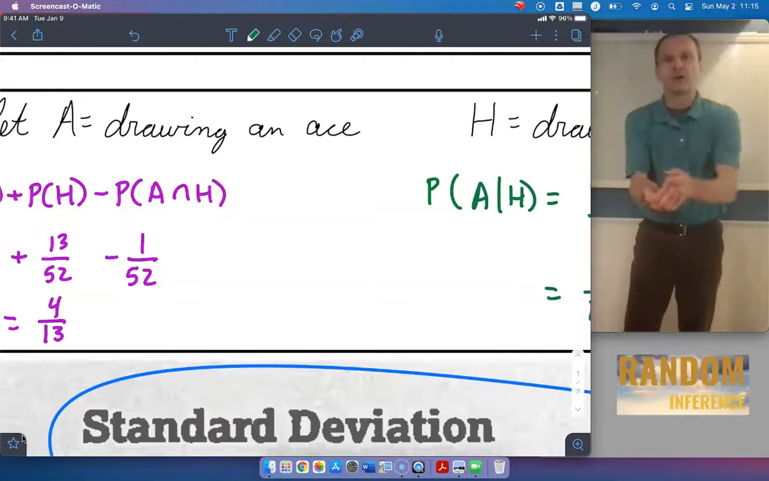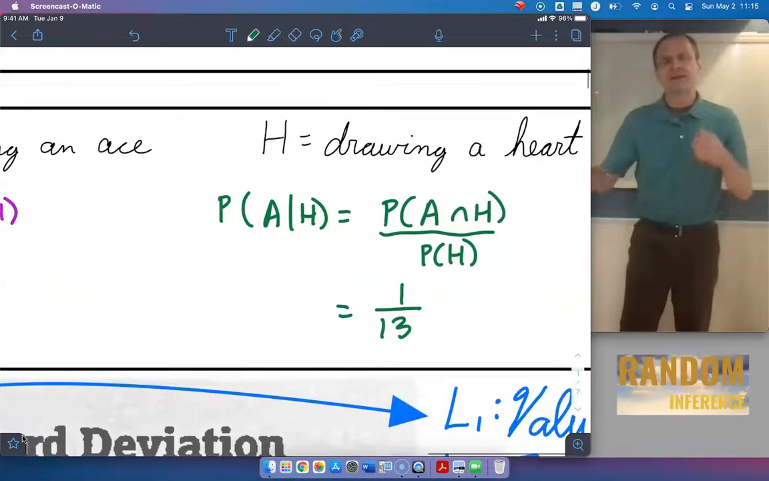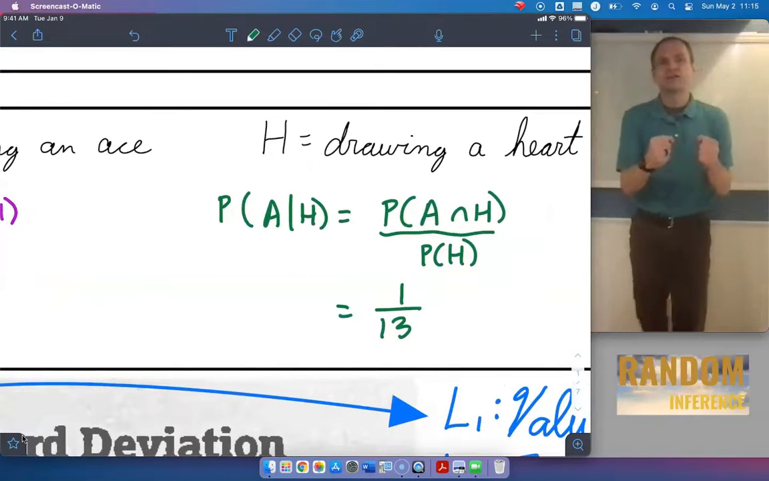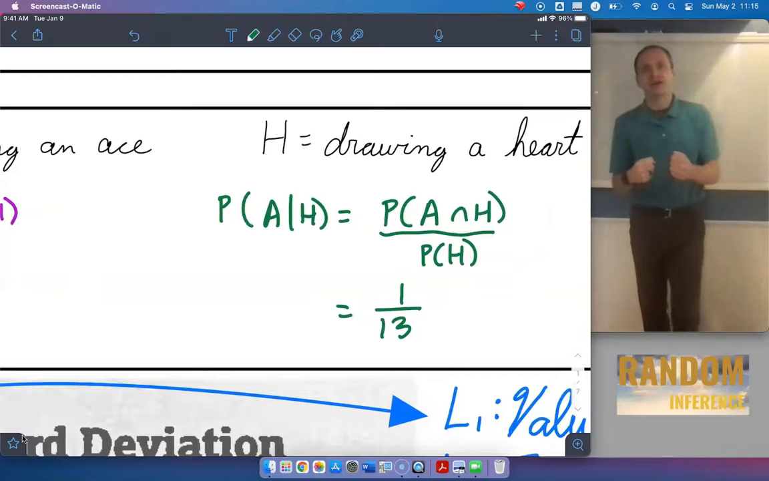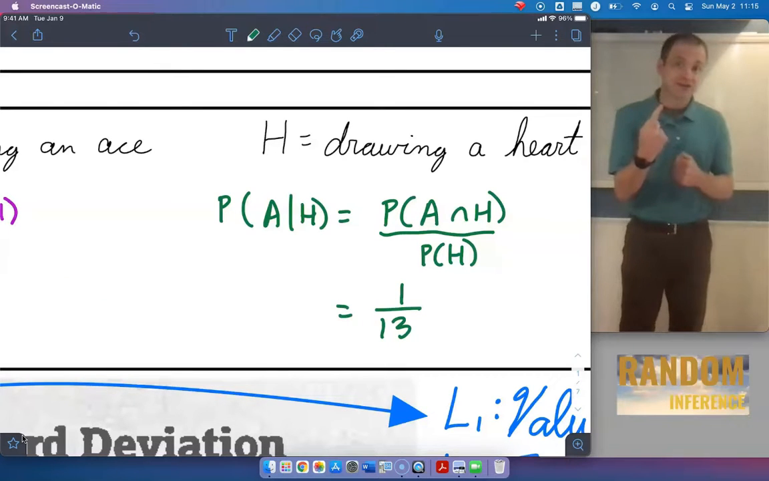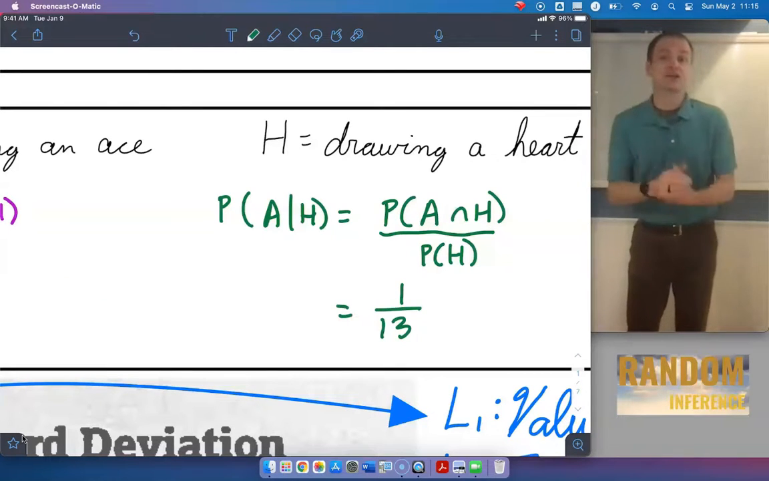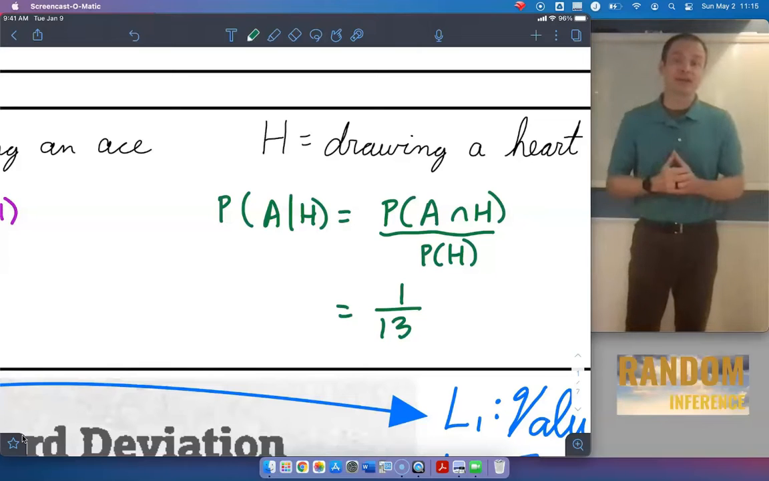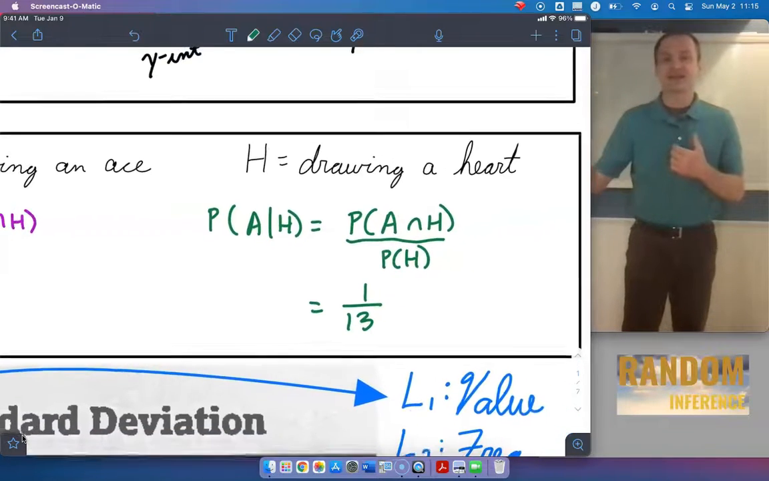I'm going to flip it over. Well, if I look at that, that's the probability of an ace and a heart divided by the probability of a heart. Well, there's only one ace of hearts, and there are 13 hearts. So this probability is 1 over 13. This is a given that scenario.